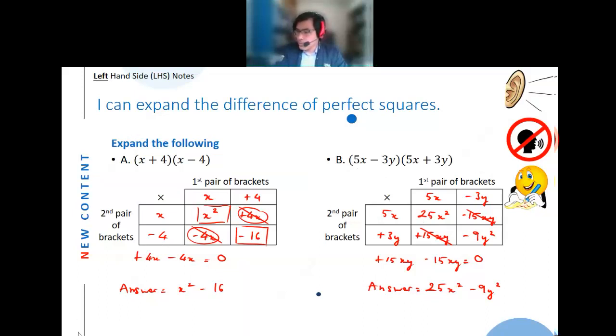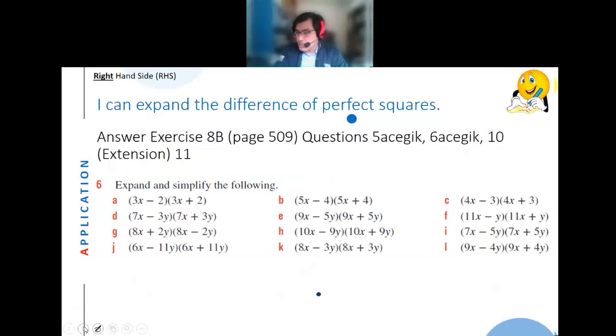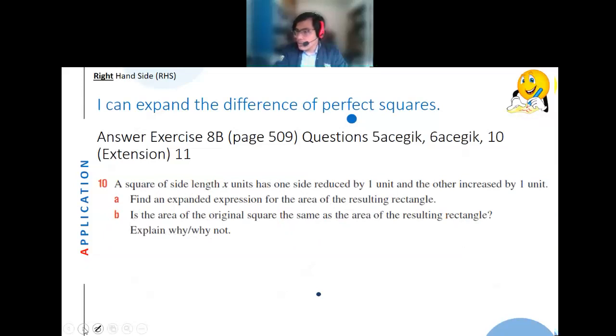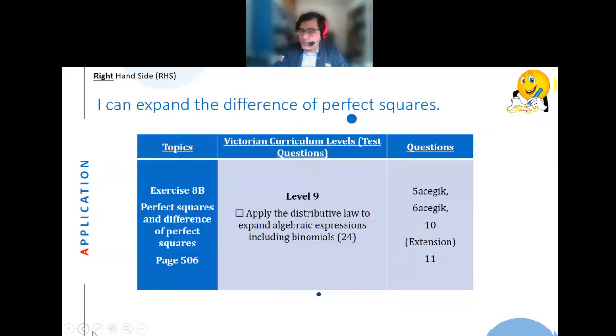All right, so with that, here are the questions that I would like you to do. Question 5, A C E G I K. Question 6, A C E G I K. Question 10 here, which is a worded question. And then if you're confident, you can have a go at question 11 as well. So hopefully by the end, you feel confident and you know that you're working at level 9.